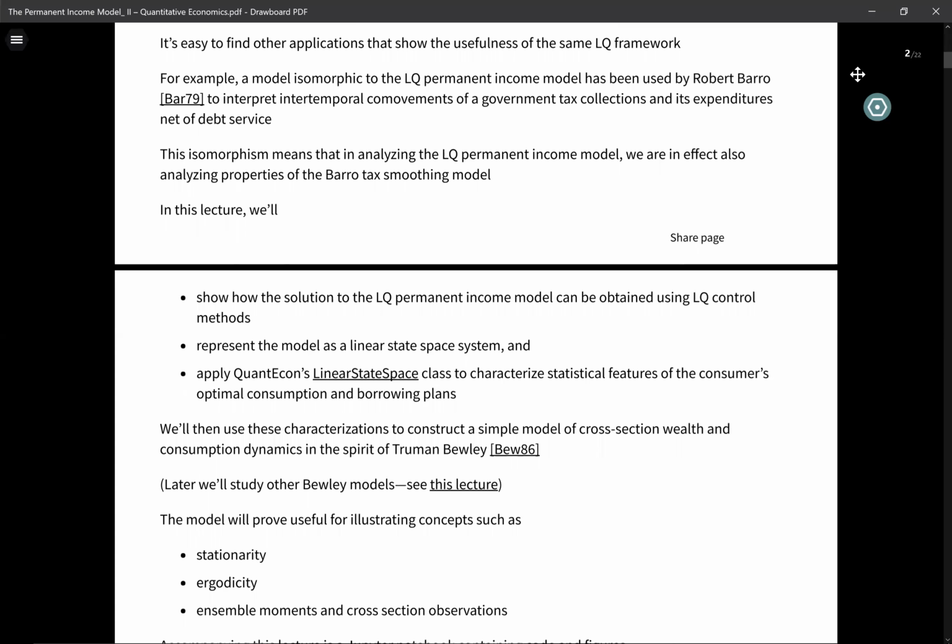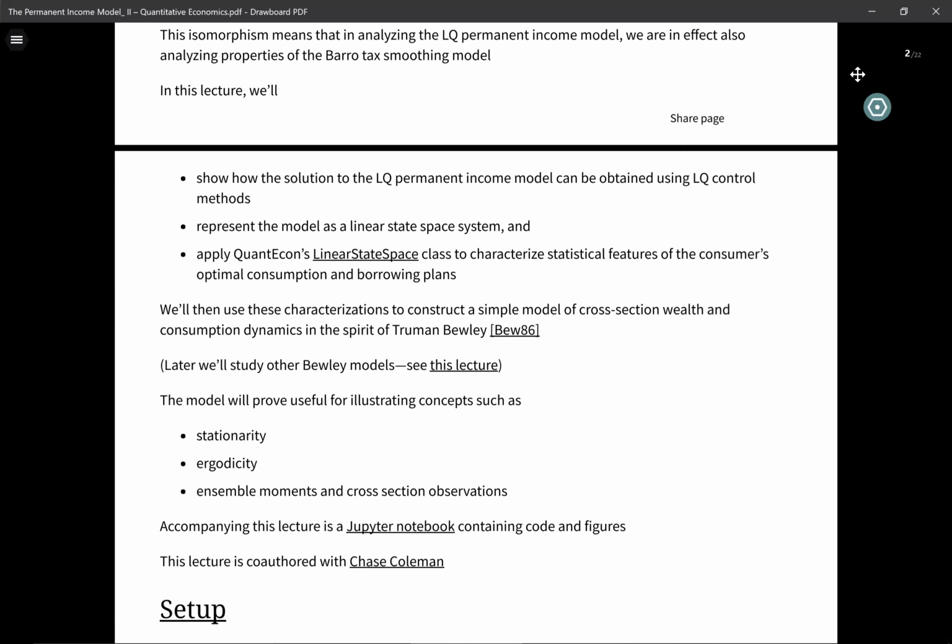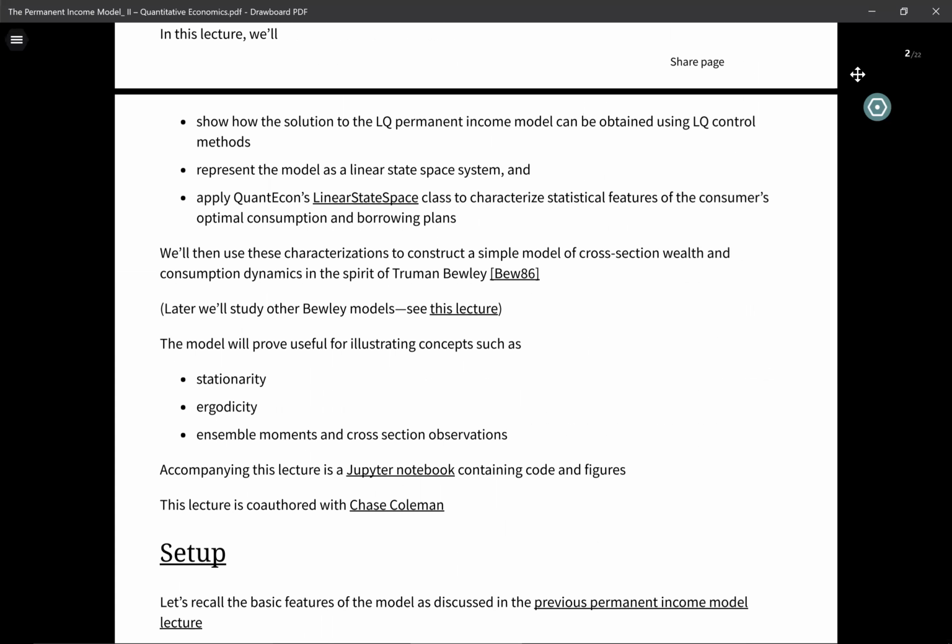So this lecture does a whole bunch of stuff. This lecture actually teaches you how to map this linear quadratic permanent income model into some nice quant-econ classes, where that's a class in an object-oriented programming sense. But that's for another day. So, okay. I'll let you look at the introduction, and actually, I'm just going to show you one part of this lecture. I'm going to show you the setup, and I'm going to show you the isomorphism. That's all I want to stress.